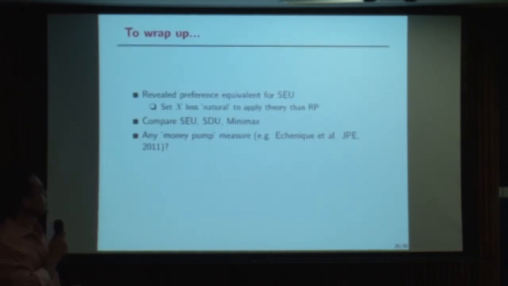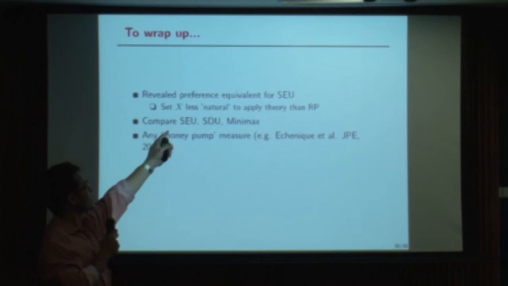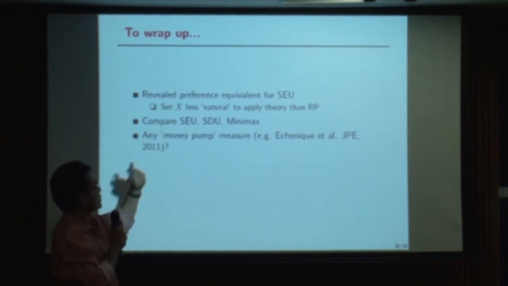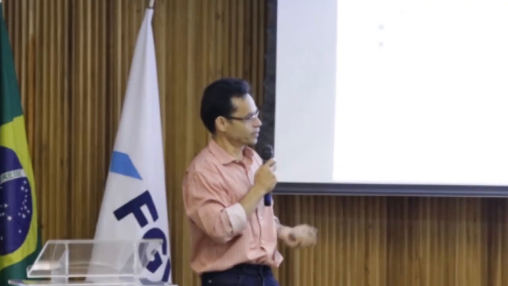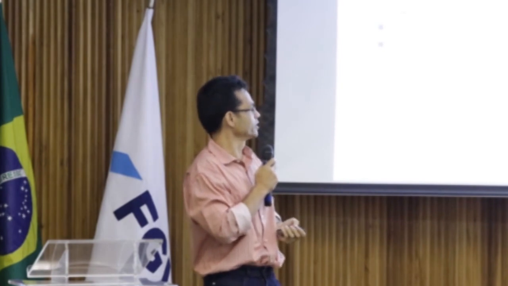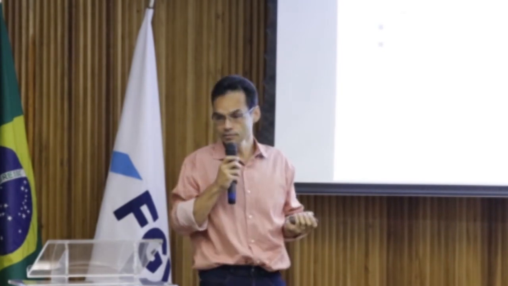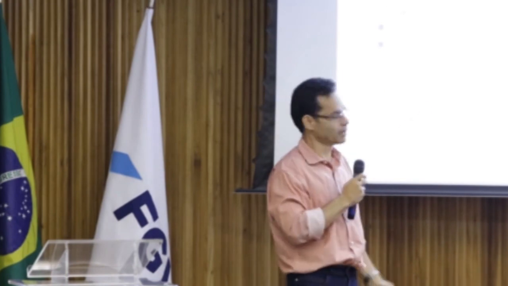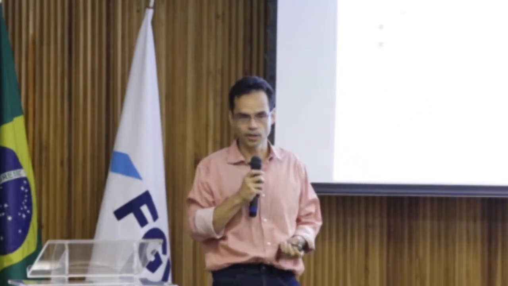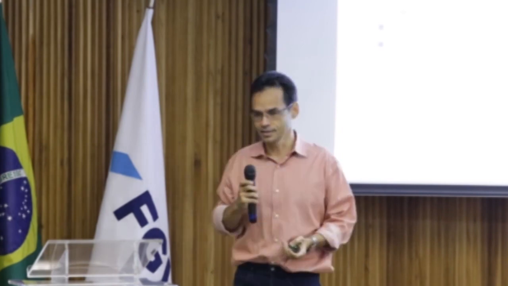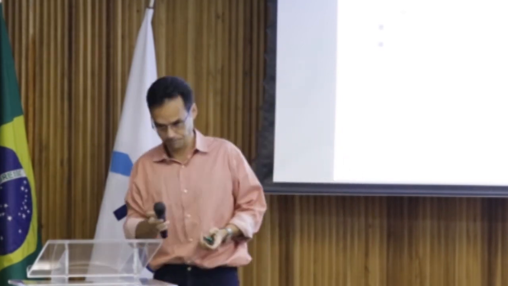To wrap up, the only thing I'm concerned about is how natural the choice of the set X is in the case of subjective expected utility. And the other thing I would like to know is whether there is any money pump measure that you're thinking about that could be used in this type of model. That's it. Thank you so much, Carlos.